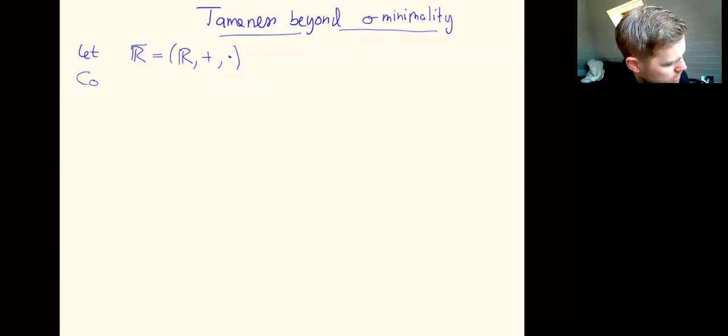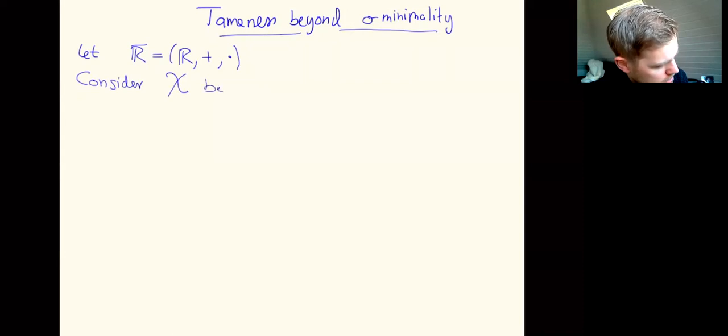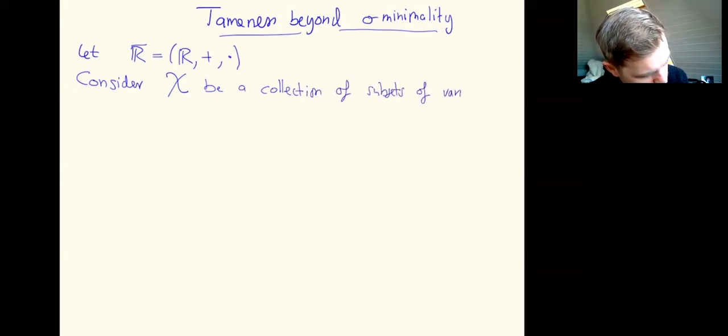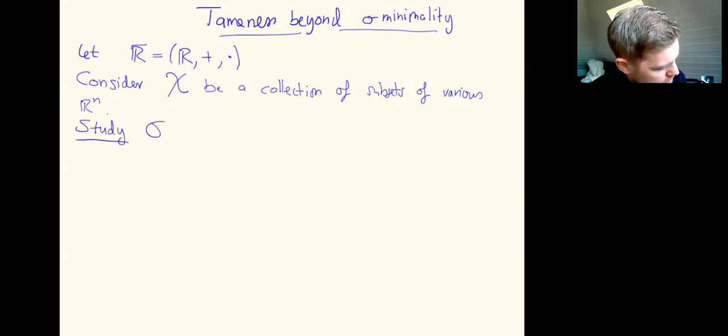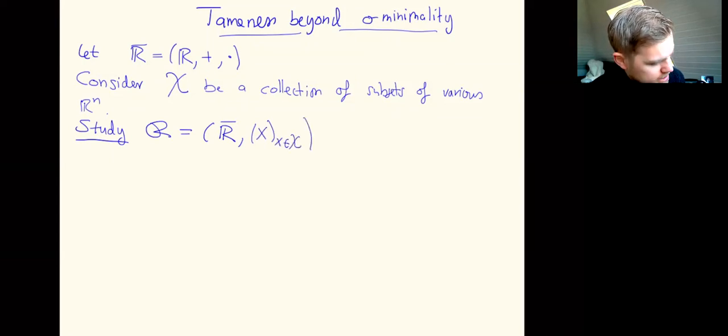What I want to consider, let's say, is a collection curly X of subsets of various R to the n's. And really the main point of this program, essentially what Chris has said many things about, is that I want to study expansions of the real field. That means that you add to the real field predicates for every set X in curly X. Now we want to study this.